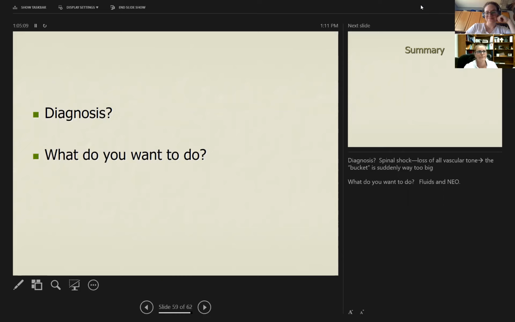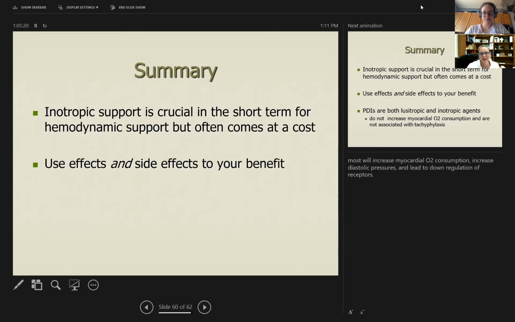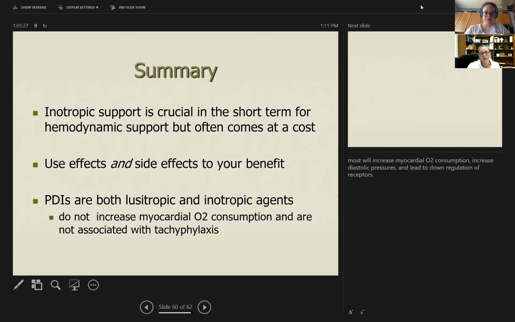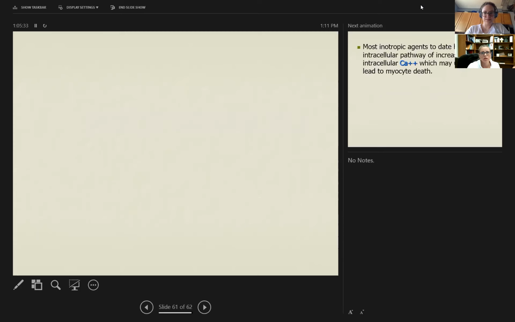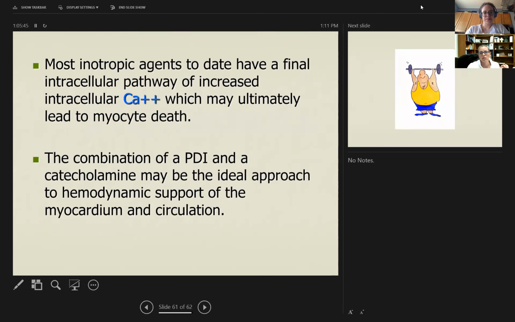Good job. Okay, so remember that inotropic support is going to be crucial for the short-term hemodynamic support, but it often comes at a cost. So there's side effects to all of these. You're going to want to use your effects and hopefully some of those side effects to your benefit and the patient's benefit. Remember that milrinone is going to have lusitropy and inotropy, so that's a bonus. And that most of these agents do have that final intracellular pathway of intracellular calcium. So we need to maintain normal calcium levels. And that combination of milrinone plus a catechol may actually be the ideal approach to hemodynamic support of the myocardium.